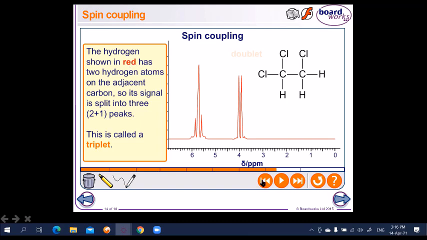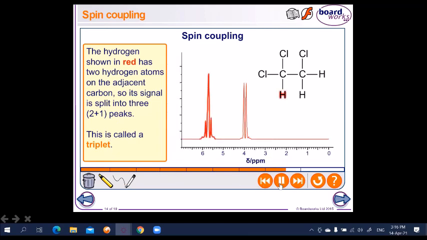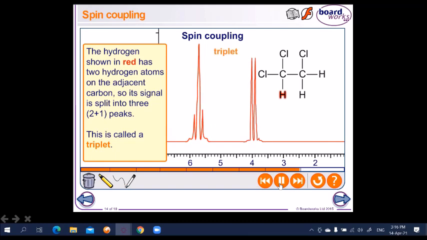So now the hydrogen shown in red, which we'll see in a minute, will have 2 hydrogen atoms on the adjacent carbon. So its signal is split into 3, 2+1 peaks. That would make a triplet. So there's your triplet right there. Okay. Let's go back.